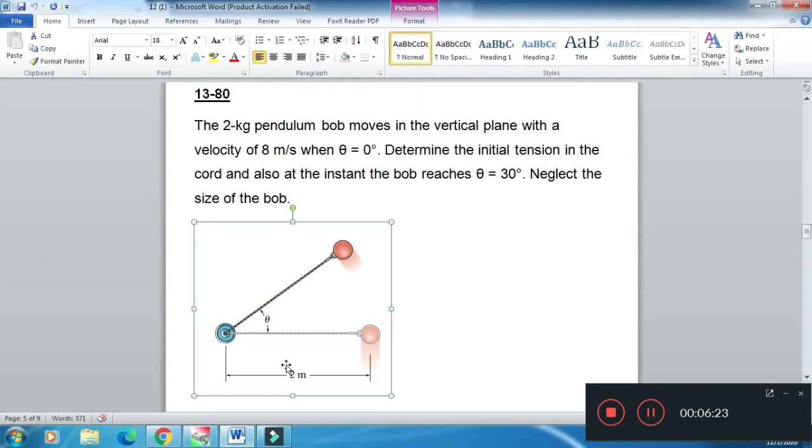and then we have to find the tension in the wire or the cord when theta is equal to 30 degree. Neglect the size of the bob. This means we are considering the particle, so the size of the bob will not be considered.